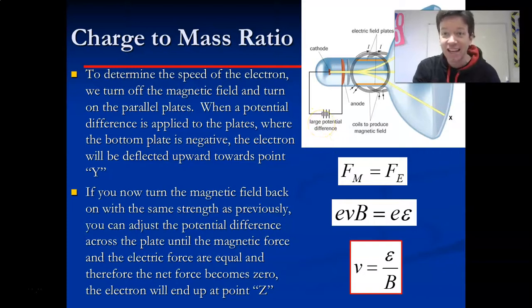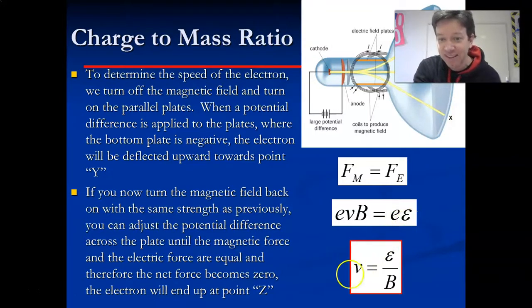Okay, but if we then also turn on the magnetic field and alter our potential difference so that the beam goes perfectly straight, we know that the downwards magnetic force is equal to the upwards electric force. And we can set Fm equal to Fe. And therefore, EVB, again, sine of 90 is 1, equals Qε, right? Charge, the elementary charge e, times the electric field strength.